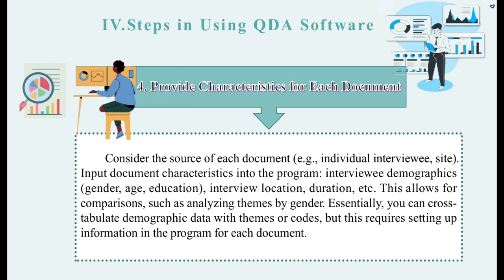Step 4. Provide characteristics for each document. Consider the source of each document, for example, individual interviewee, site. Input document characteristics into the program. Interviewee demographics such as gender, age, education, interview location, duration, etc. This allows for comparisons such as analyzing themes by gender. Essentially, you can cross-tabulate demographic data with themes or codes, but this requires setting up information in the program for each document.